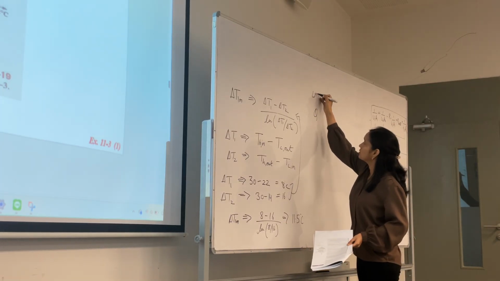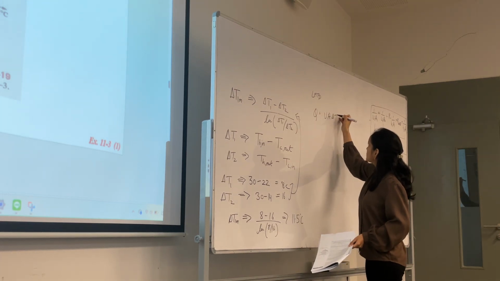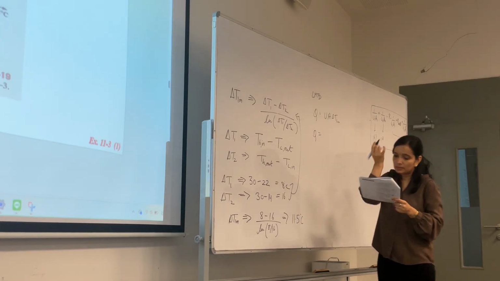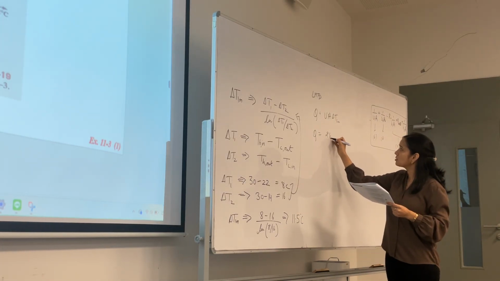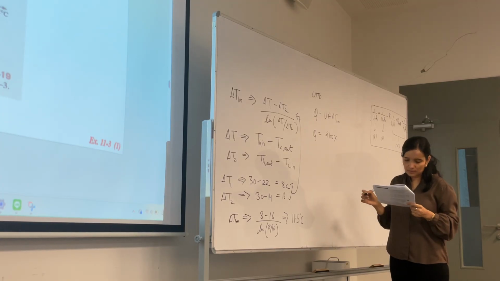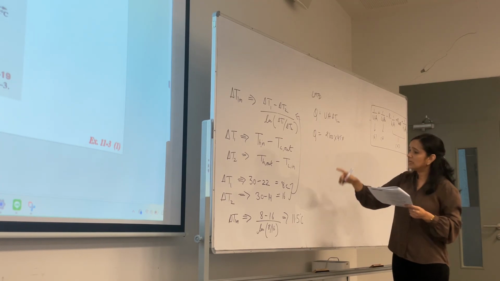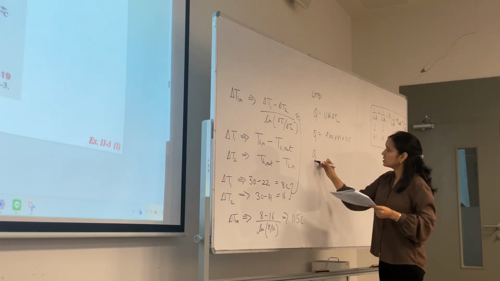LMTD. U is given, 2100. Area is given, 45 meters square. Delta TLM we just calculated, 11.5. So heat transferred.